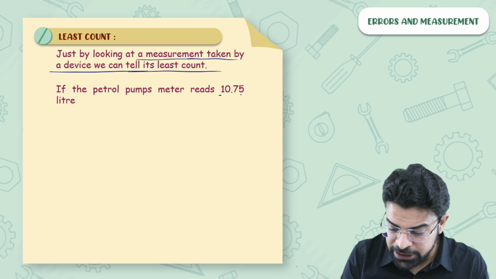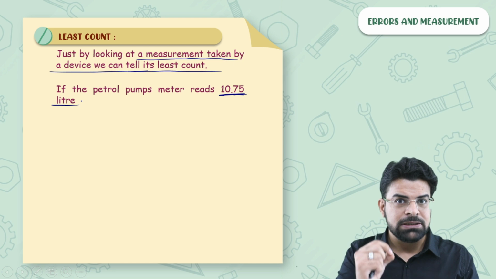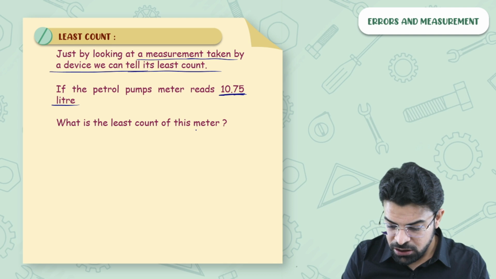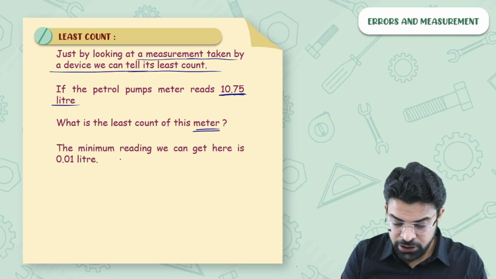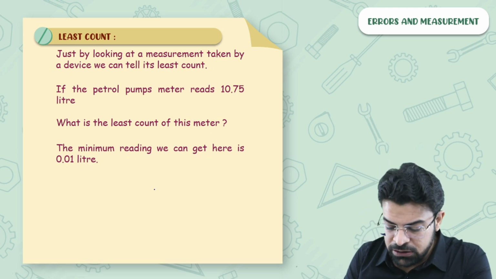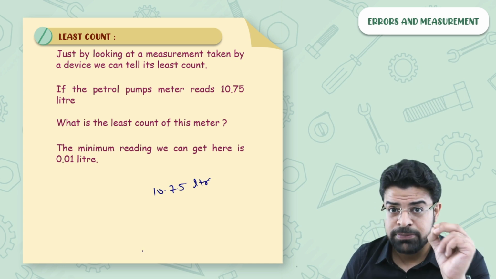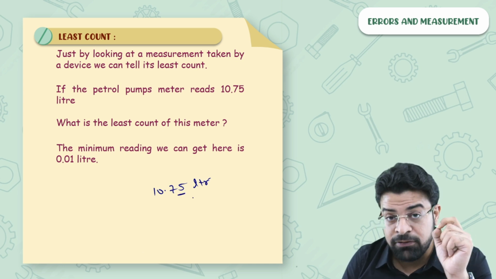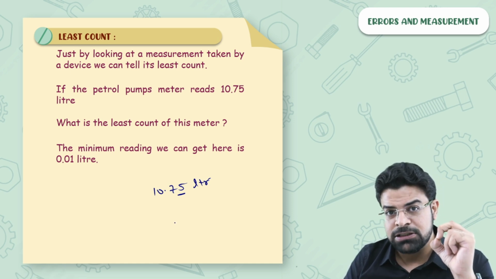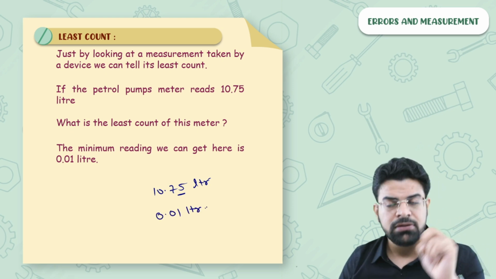If the petrol pump meter reads 10.75 liter, what is the least count of this particular meter placed inside the device? So you'll say, what is the least count of this meter? The minimum reading you can get is 0.01 liter. Sir, how do you know? See, the reading of the meter is 10.75 liter. Yes. So this meter can measure up to 2 places after the decimal. If this can measure up to 2 places after the decimal, the minimum you can measure is 0.01 liter. Right?